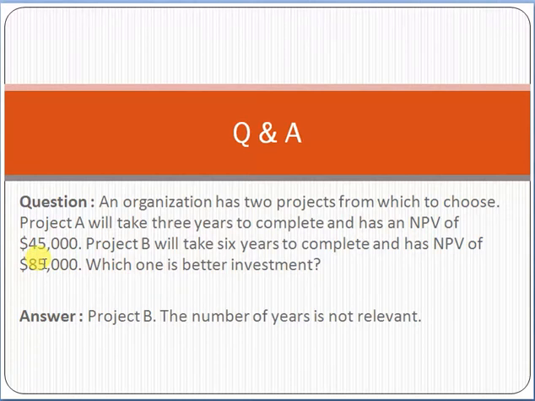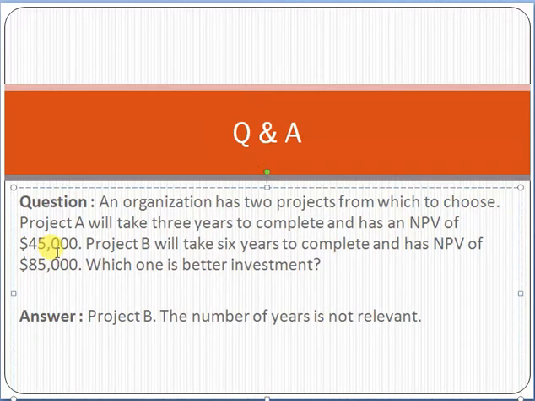Here is another very important point: we will not consider the number of years. Why? Because the number of time periods is already accounted for in the formula through which we calculate the NPV. So it is already included, and we don't need to relate the number of time periods; we just consider the amount of NPV. Whichever is the greater, we will select that one. Here 85,000 is the greater value, so we will select project B.